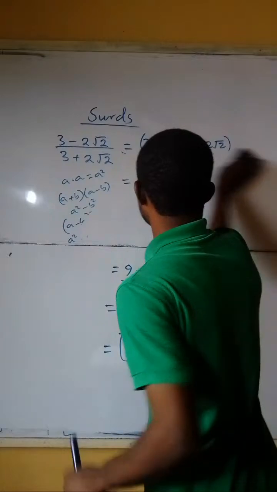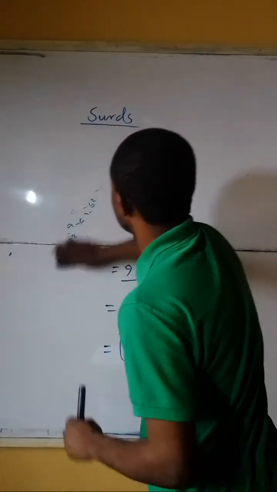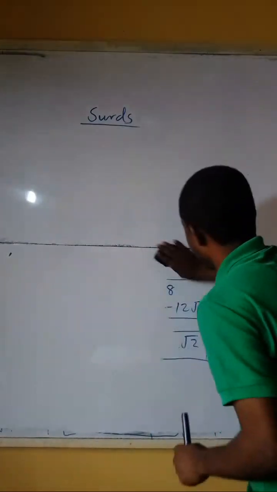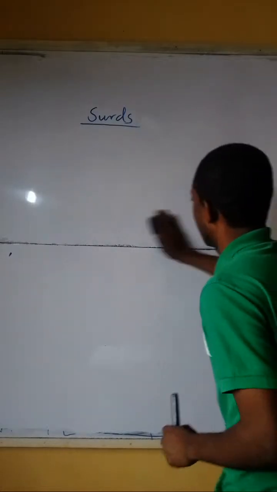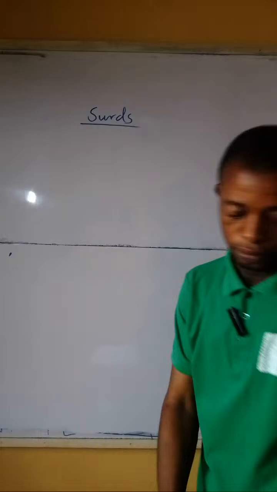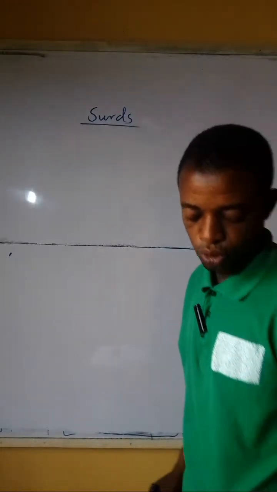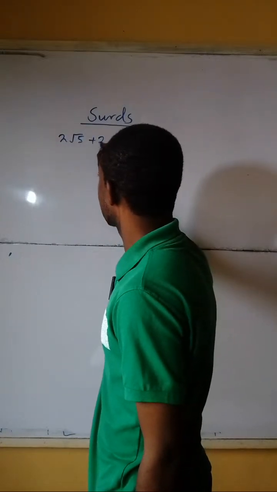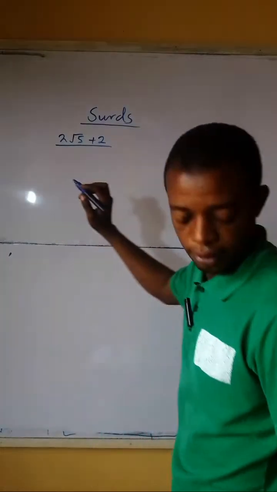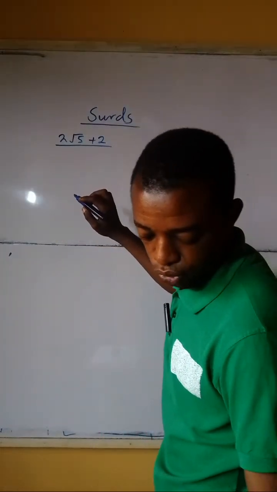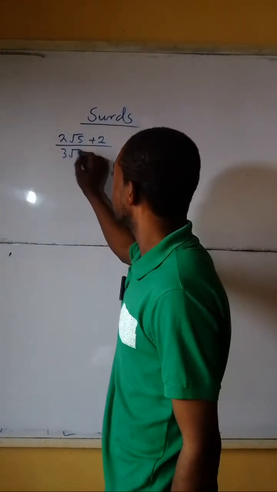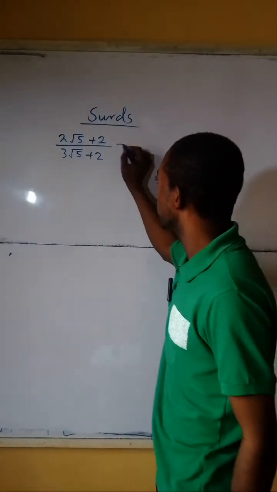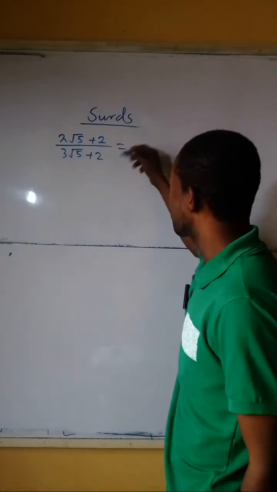Then, the next one here, we are given (2 root 5 plus 2) divided by (3 root 5 plus 2). Now, to simplify this, we multiply by the conjugate of the denominator, that is, we rationalize this surd.